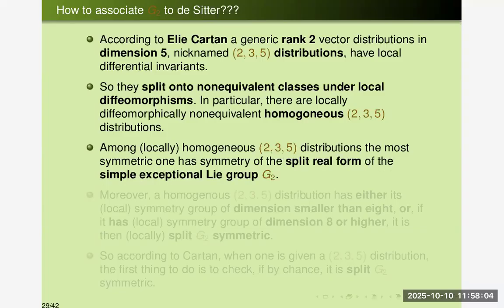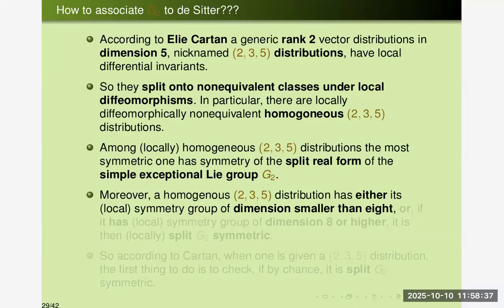Okay, so as I said, among all of these (2,3,5) distributions, there is one which is locally equivalent to the most symmetric one, and this most symmetric one has G2 as the group of symmetries. This is a 14-dimensional simple Lie group, and in the classification it is neither A, nor B, nor C, nor D, but G and 2. Okay?